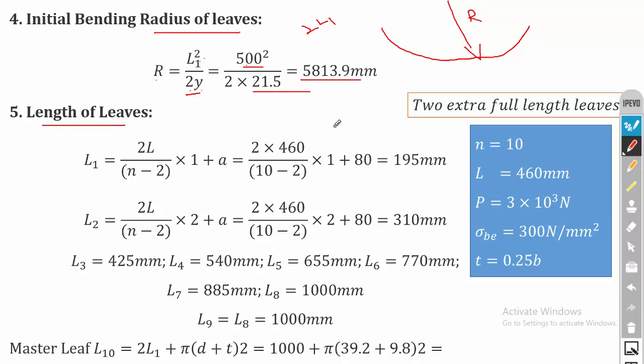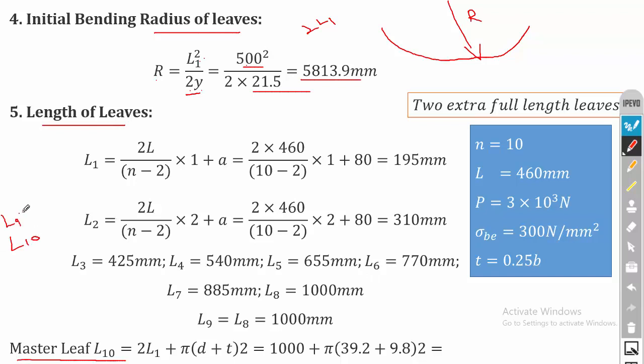So first fix the full length leaf. Here in the problem, 2 full length leaves are there. So totally 10 leaves, and among that 2 are full length leaves. We'll start from L10. L10 is the master leaf. First fix the length in the reverse manner. L10 is the master length leaf.